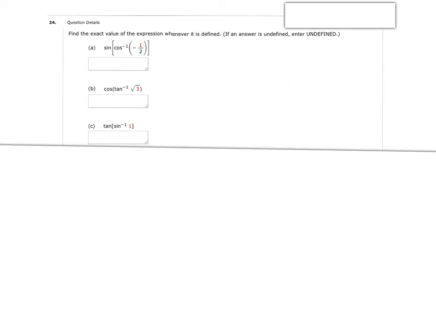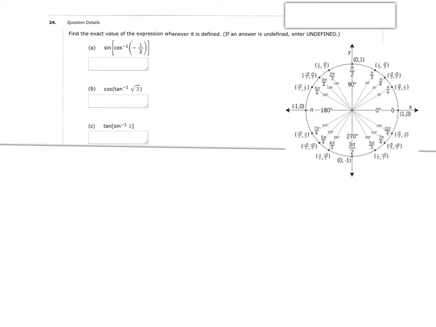All right, next up here, we got some more inverse stuff, so we're just going to do it piece by piece. So the inside here, I have cosine inverse of negative 1/2, so that is over here, and so that one's going to be 2 pi over 3. And so now I just have to do the outside, which is still a sine there, and you just need to take care of that. And so obviously the sine of that same spot would be rad 3 over 2.